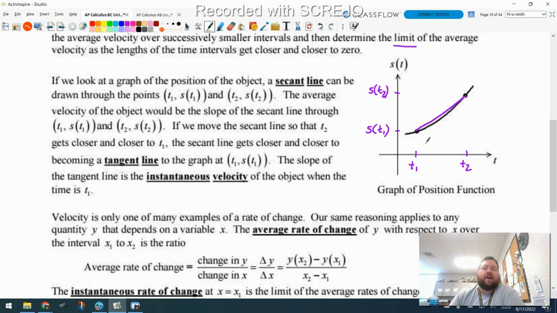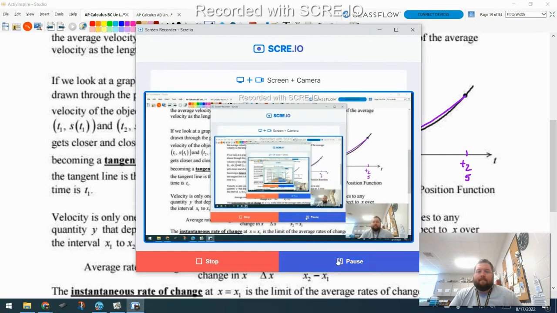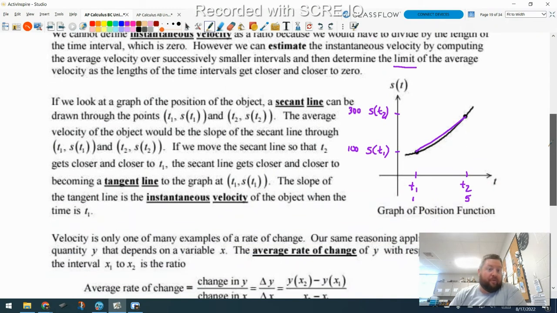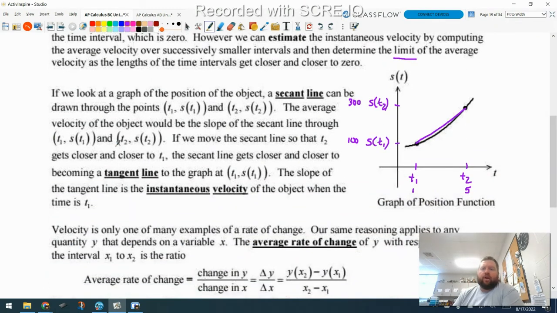So the slope of that line is the average velocity. Like this would be t equals 1 maybe, and this is t equals 5. And then S of T equals 100 and S of T equals 300. I've just made up those numbers so it would match up with 200 divided by 4. But there you go.